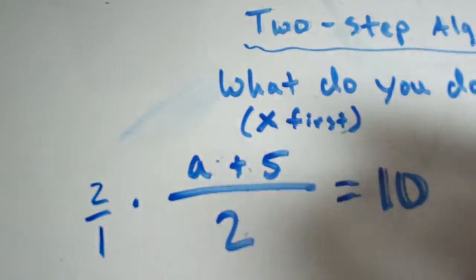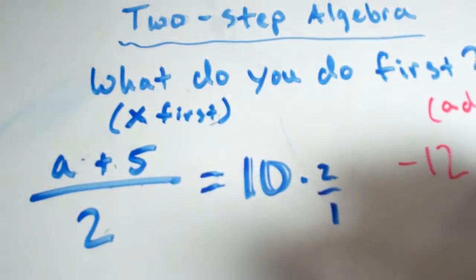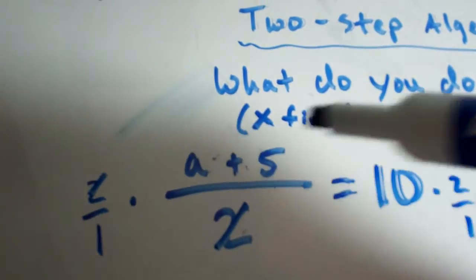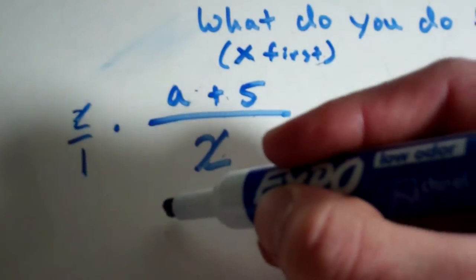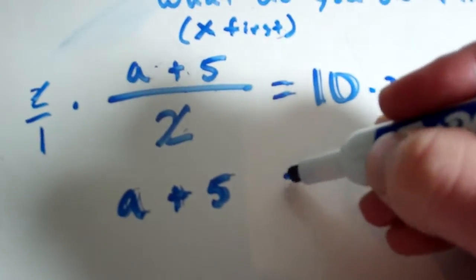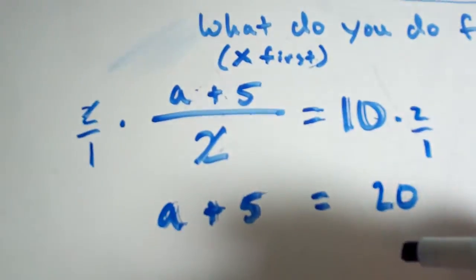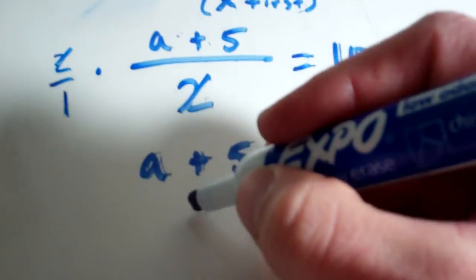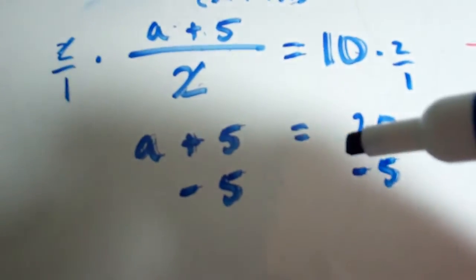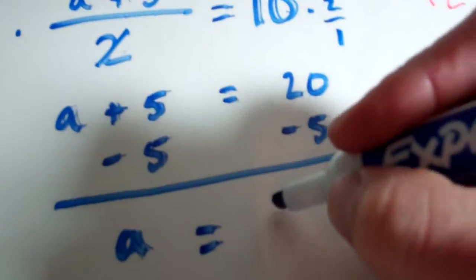Whatever I do to one side of the equation, I have to do to the other side of the equation. Once I do that, I can see here that I can simplify before I multiply. And that will leave a plus 5 alone, and it will equal 10 times 2, which is 20. After that, I have one inverse operation still to do, and that is getting rid of the addition of 5, and I do that by subtracting 5, and I draw a line, and a will equal 15.